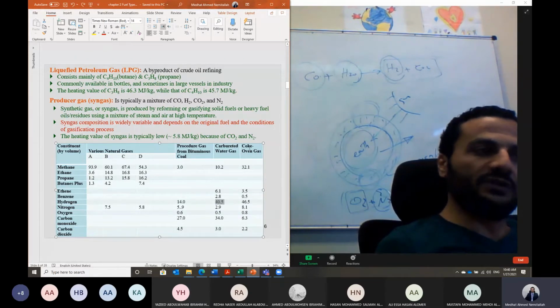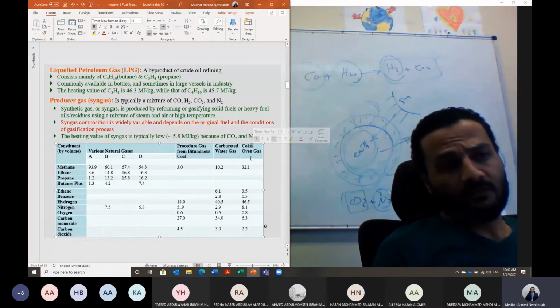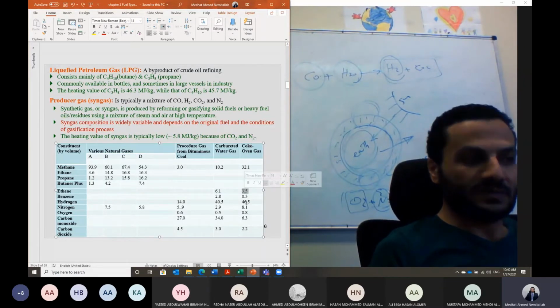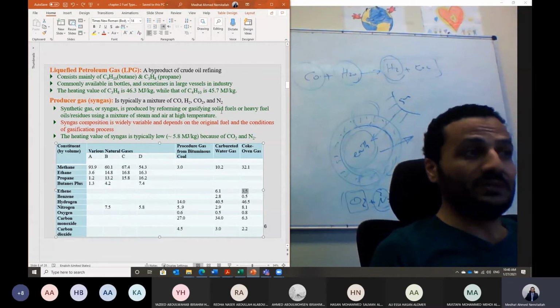Okay, and there is also another synthetic gas from the coke. This can also produce this synthetic gas, and this is the composition. But the main components of the synthetic gas are carbon monoxide plus hydrogen.